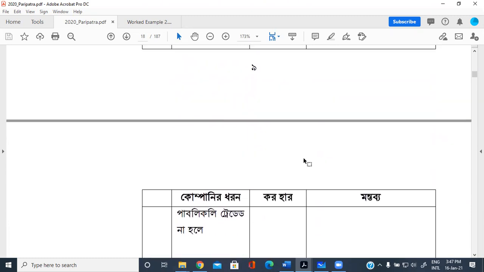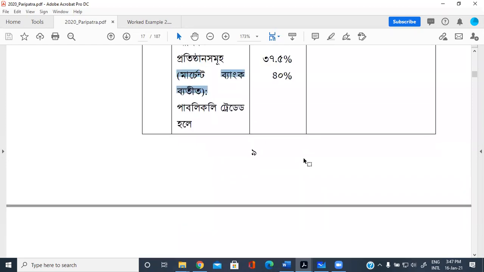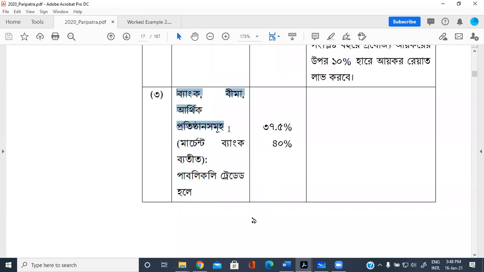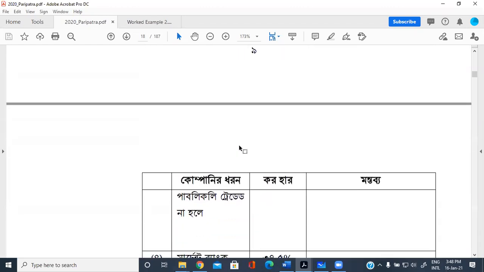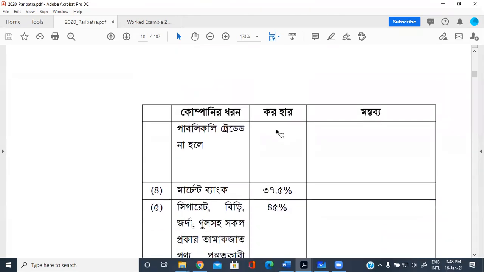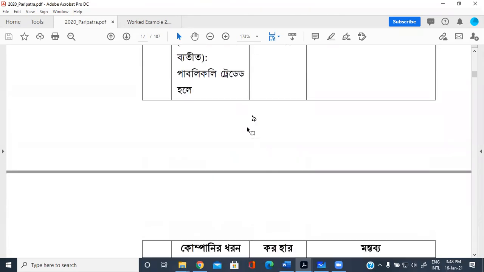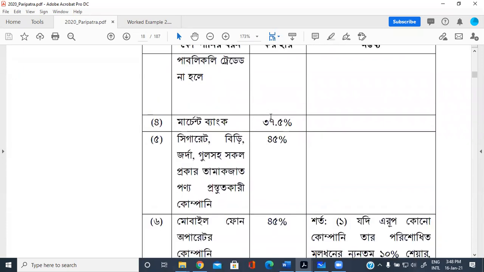Also, if the company is not publicly traded, which kind of company? This kind of company. If this company is publicly traded, in that case it is 37.5%. If these are not publicly traded, how much is the rate? 40%. And in case of foreign companies, the rate is also 40%.